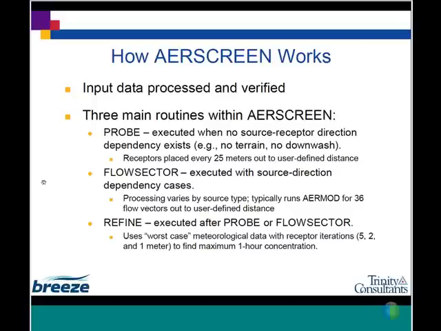Refine then is going to take the worst case meteorological data or matrix that it generated, and then it will run a series of iterations on your receptors to find the specific, down to 1 meter, receptor where that maximum 1 hour concentration occurs. So if it knows there were high values between 50 and 75 meters for your receptor, automated receptor grid, then it will start drilling down every 5 meters, then every 2, and then every 1 to find that highest value.